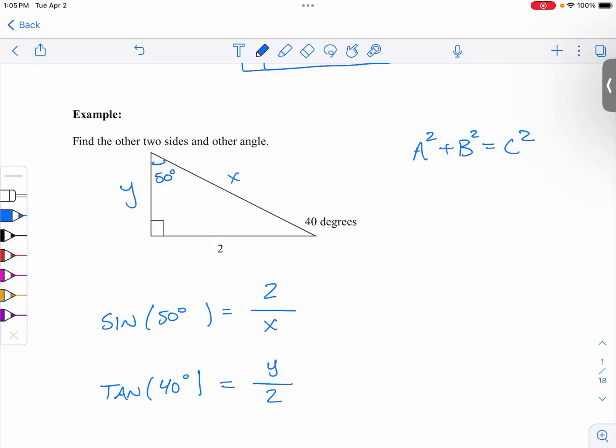All right, and so then the calculator work. And this is the best part. Quick algebra here: multiply that over, divide that across, x equals 2 all over sine of 50 degrees. And this one, okay, good, so I did set this up. So this one becomes y equals 2 times tangent 40 degrees. So we have one divide, one multiply.